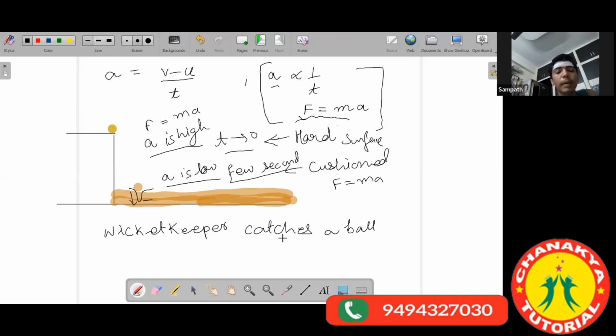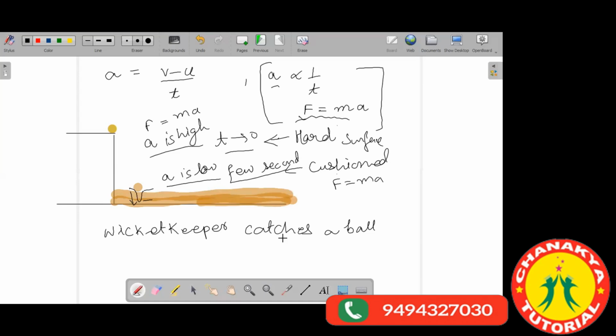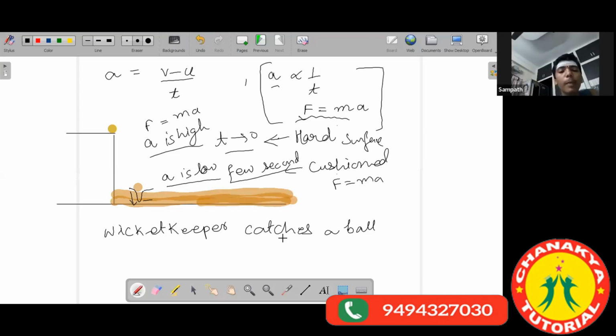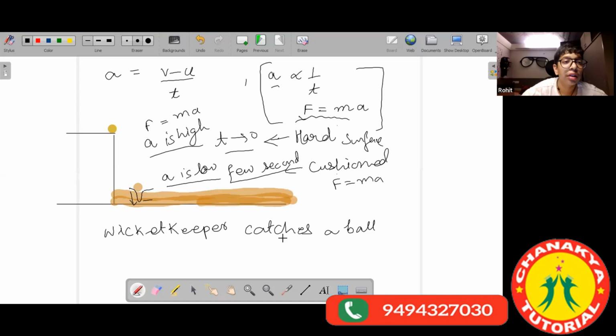But while he is moving backwards, the time interval is more, so the force on the ball will be less. Is the time interval less or high? Sorry, sir. When moved backwards, it's high. When not moved, it's less.